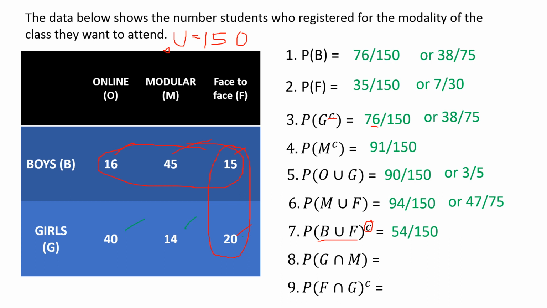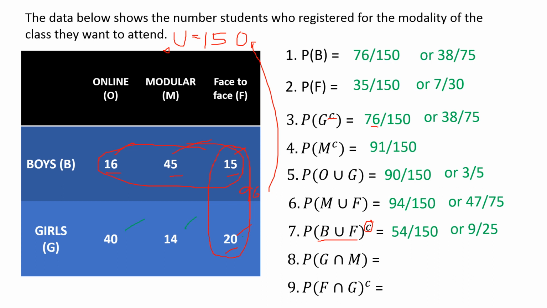It will also have the same result if we add all of these numbers, 16 plus 45 plus 15 plus 20. That will give us 96. If we subtract that 96 from 150, it will also give us 54. The same thing still. So we can further simplify this as 9 over 25.